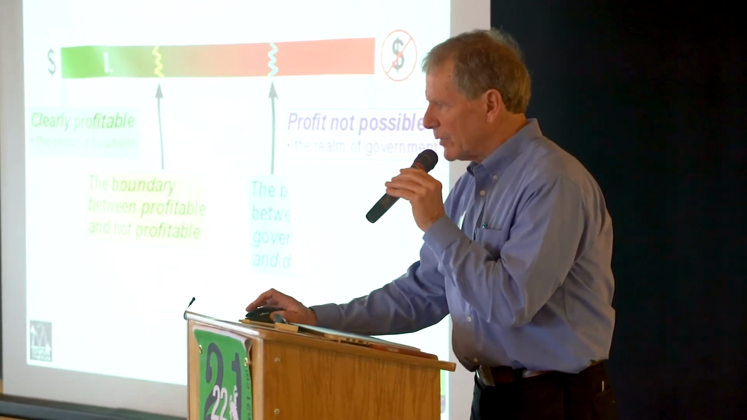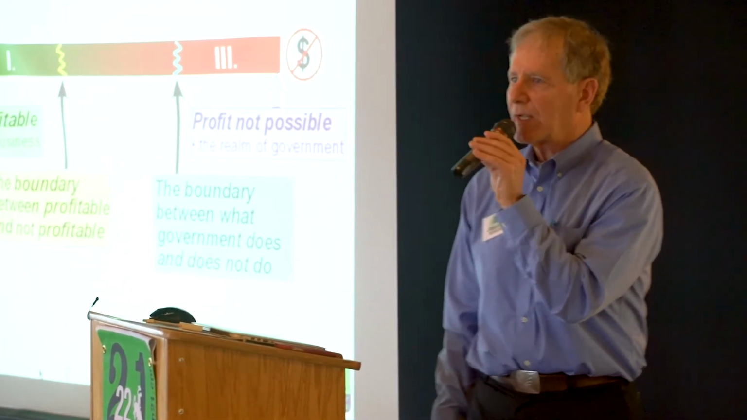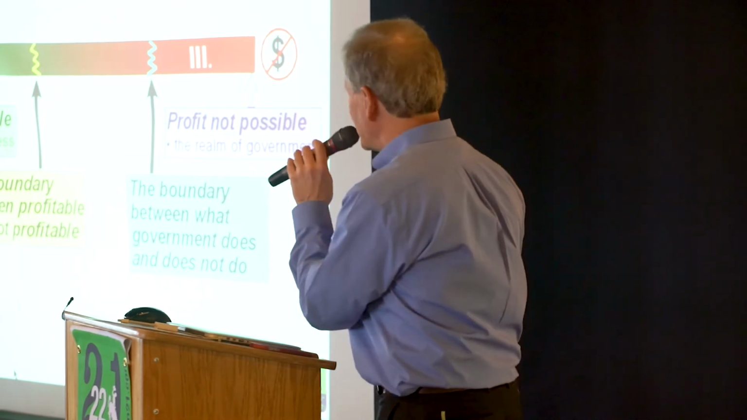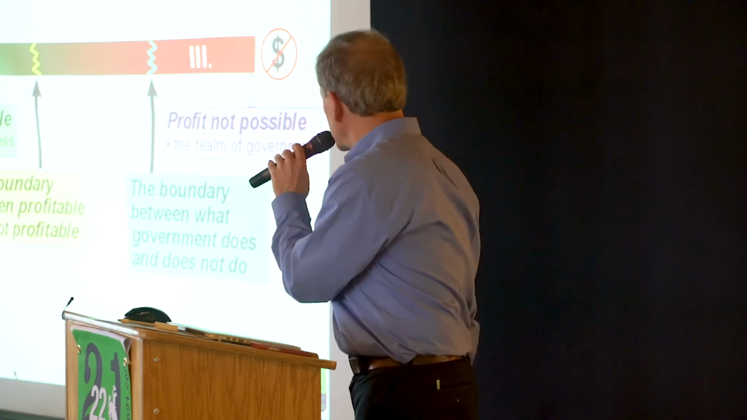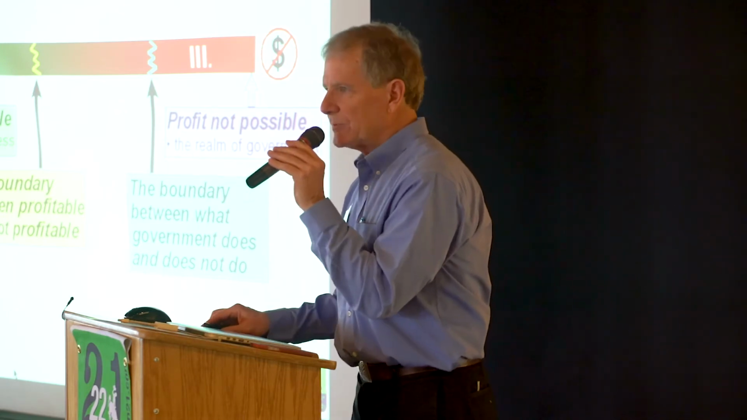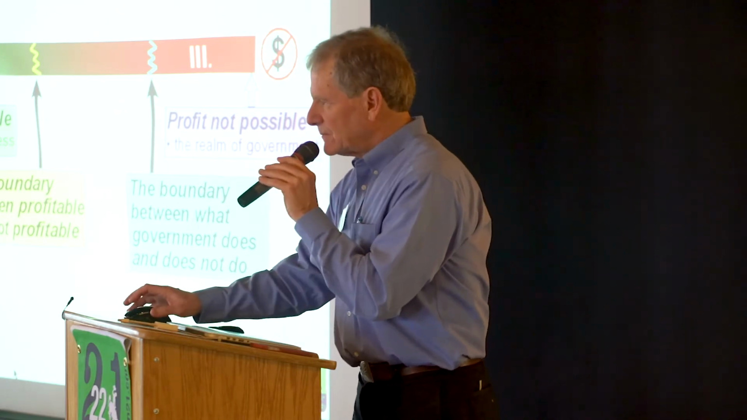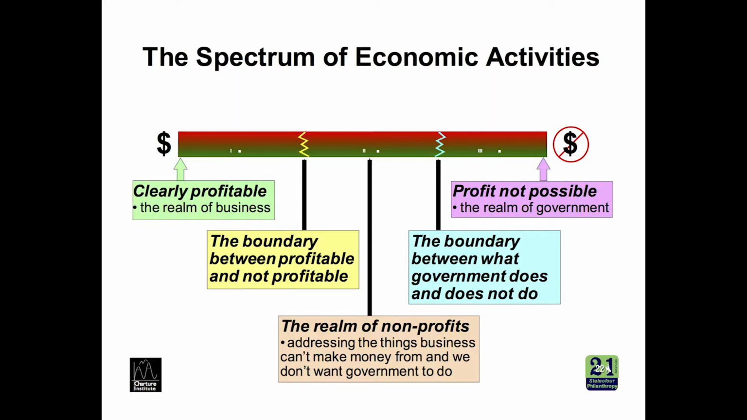And the reason that's important, there's a boundary there. Business is always trying to push out to figure out what it can do to make money off of things. And depending on the philosophy of a particular jurisdiction, whether it's a state or a city or a country, the boundary between what government does and does not do is permeable and flexible. And so the reason that's important is because right there, smack dab in the middle, is why we have nonprofits. It's to do those things that business can't make money off of, and those things that government chooses not to do.